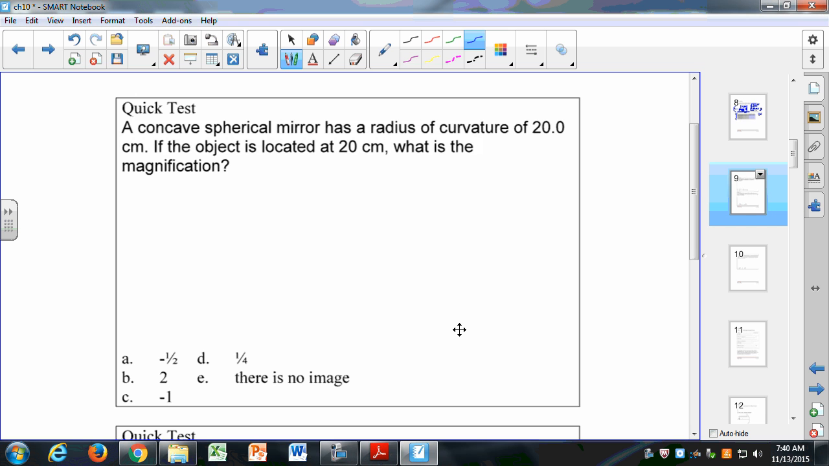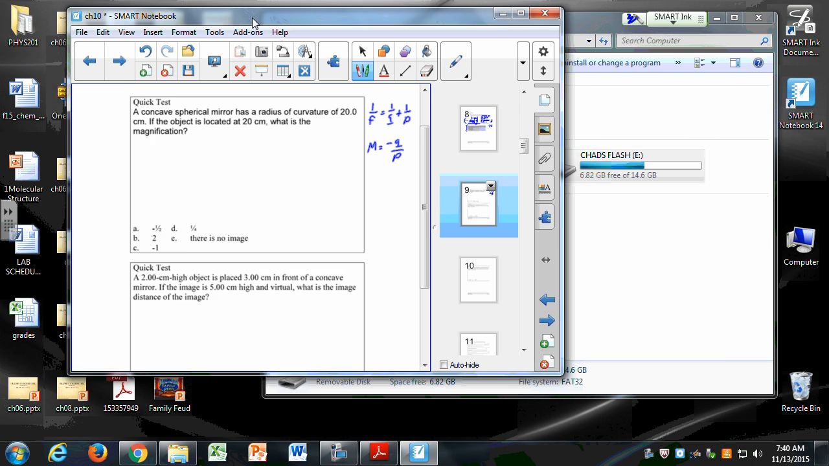So here, I have a concave spherical mirror. It has a radius of curvature of 20 centimeters. The object is located at 20 centimeters. What is the magnification? Just to remind you of your equations, 1 over f equals 1 over q plus 1 over p, and my magnification is negative q over p. I'll update your equation sheet so you have those on there. To start, let me pull up the clickers.